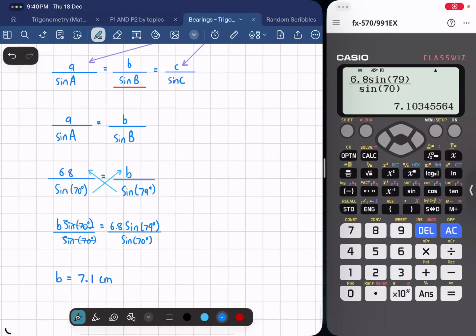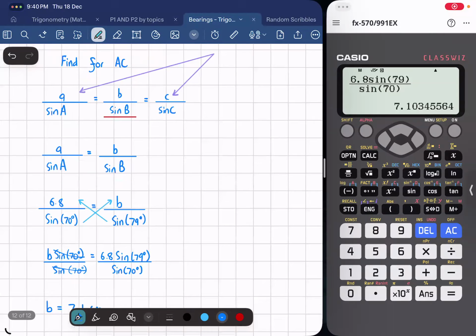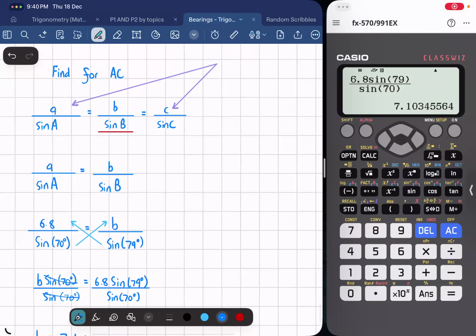Okay, what could also work? A and C? No, we had to use B. Remember, B is what we're trying to find. So let me do that. Wouldn't it be very cool if we got back 7.1 as well? Yeah, let me see now.